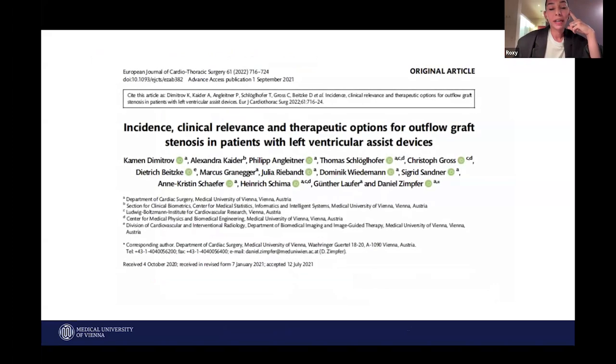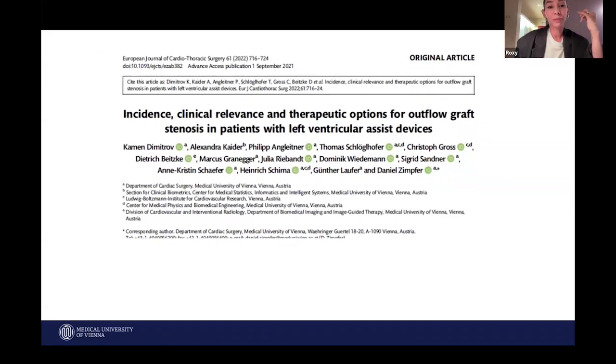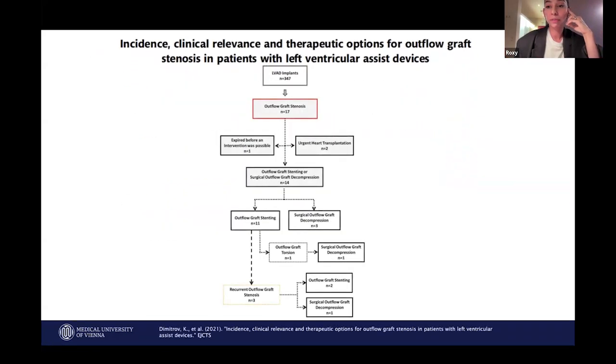We actually did a review of all our patients, and I really mean all of our patients: 347 patients. They included HVAD patients, HeartMate 2 patients, and also HeartMate 3 patients. We reviewed those 347 patients for outflow graft stenosis. 17 patients had outflow graft stenosis diagnosed, and you can see the treatment goes in all various directions. There was one case where I did stenting first, the one I just presented, and afterwards, for the outflow graft torsion, we had to do surgical decompression.